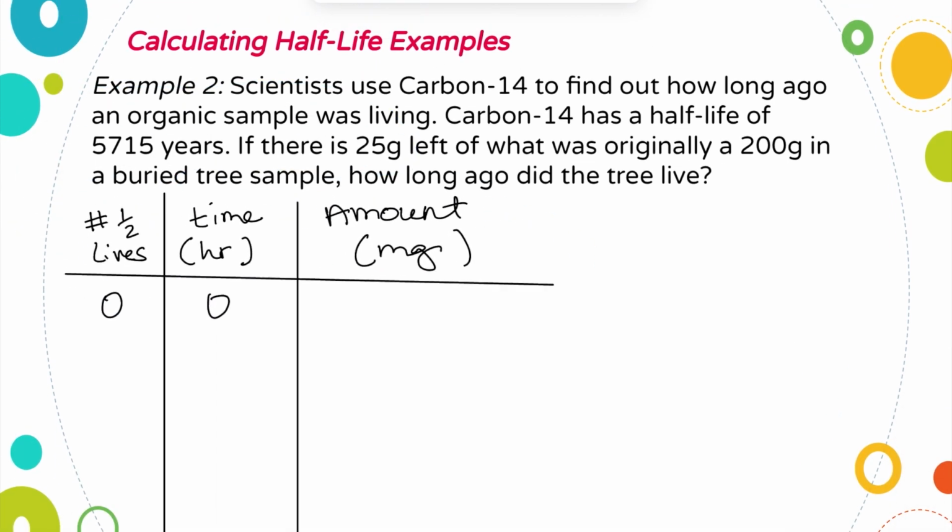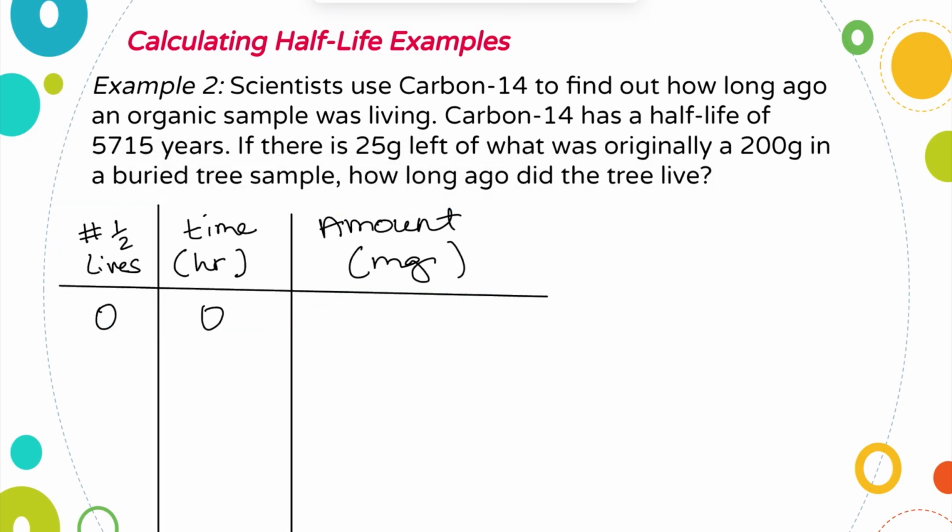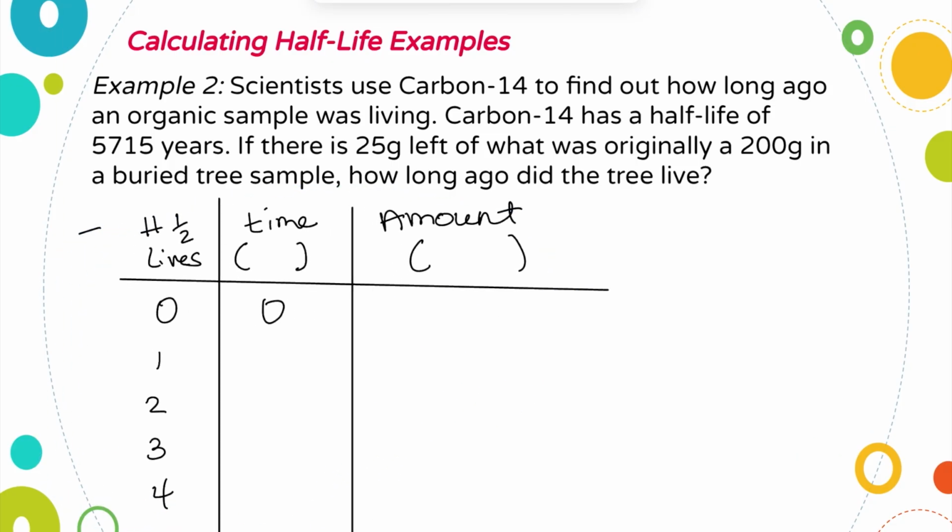I copied over my chart. We might need to change our units of time and our units of amount based on what it's giving us. But we're always going to start with having 0 half-lives and 0 time, and then we can add on however many half-lives we need to show how much time has passed and what amount of our sample remains. So let's go through and read this problem.